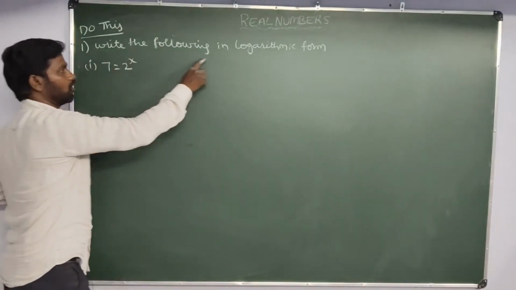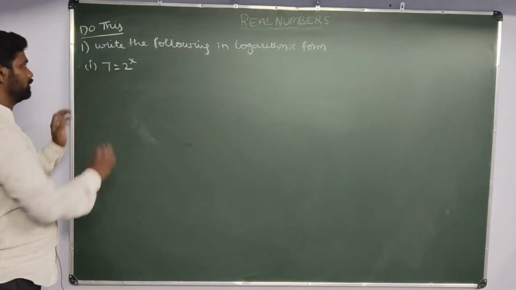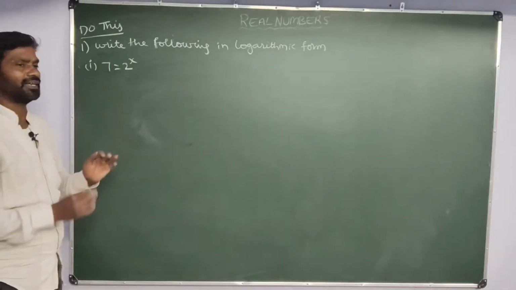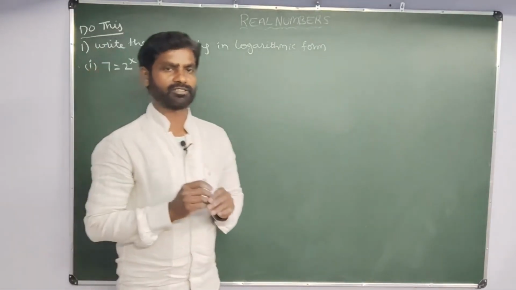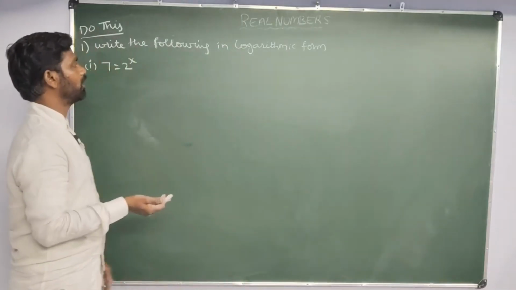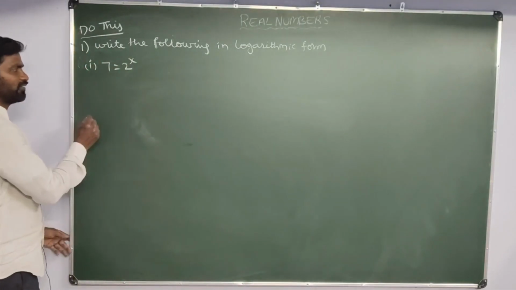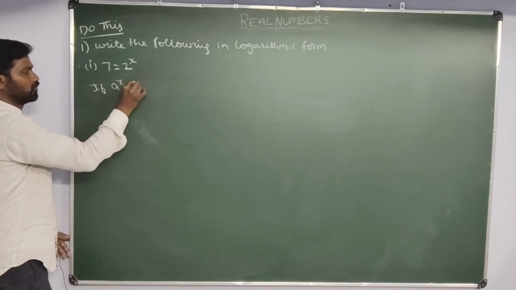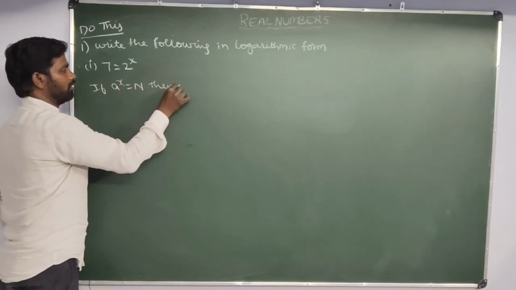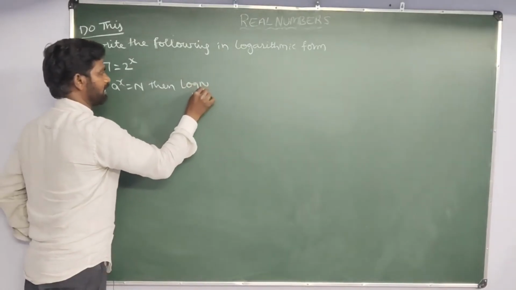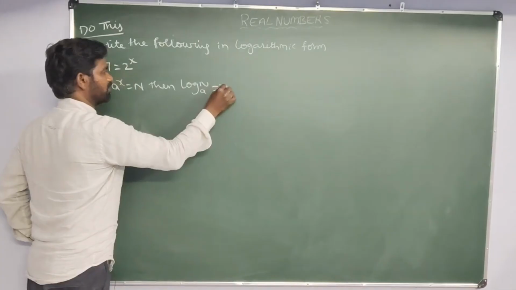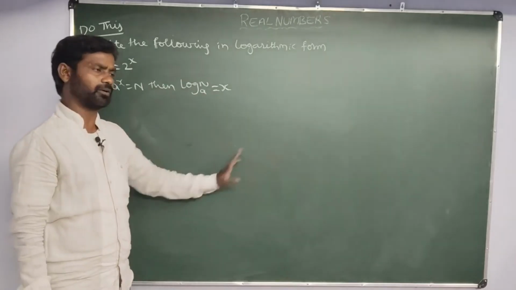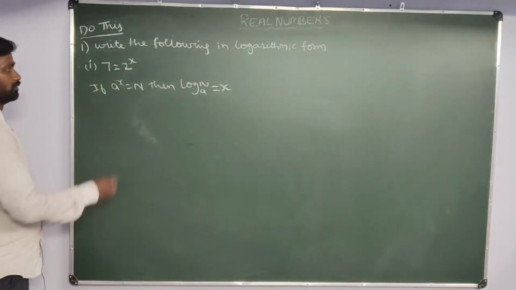First one, write the following in logarithmic form. So the first question is 7 is equal to 2 power x. The question is in the form of exponents. Now we have to write it into the logarithmic form. So what is the definition of logarithms? If a power x is equal to n, then log n base a is equal to x. So this is the definition of logarithm. If the exponential form is given, then we have to change it into the logarithm form. Okay, now we are going to change that into the logarithm form.